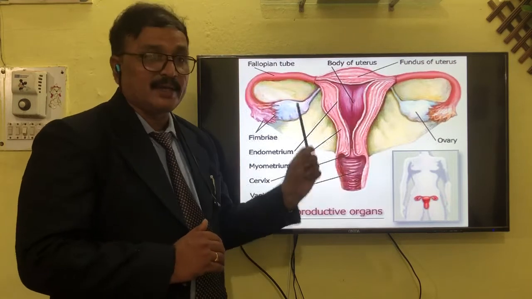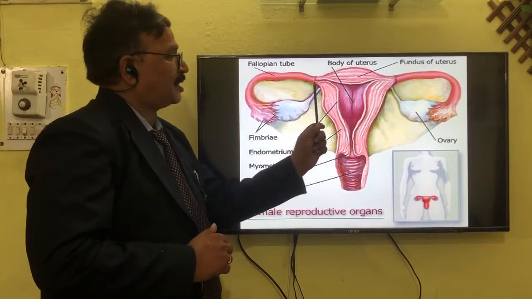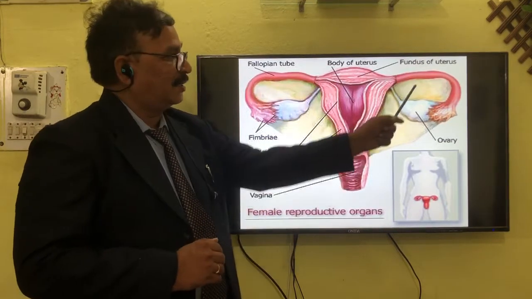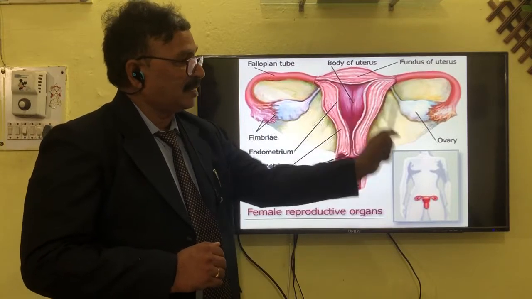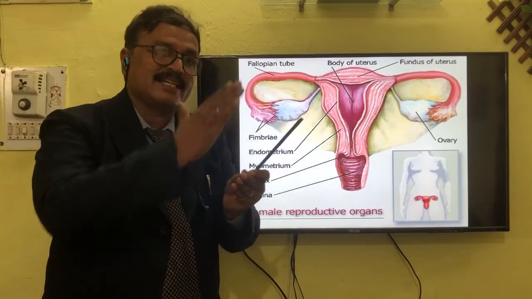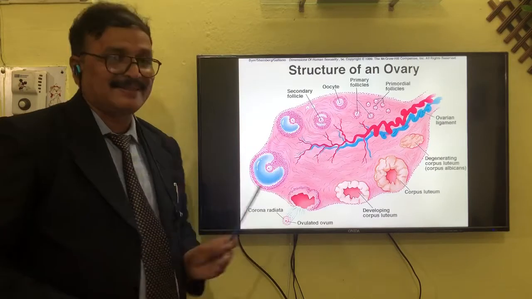There are a pair of ovaries located on either side of the uterus, attached to the wall of the uterus with some mesenteries here, and they are located just below the fallopian tube. Now let us take each ovary and have a sectional view. How does it look? It looks like this.